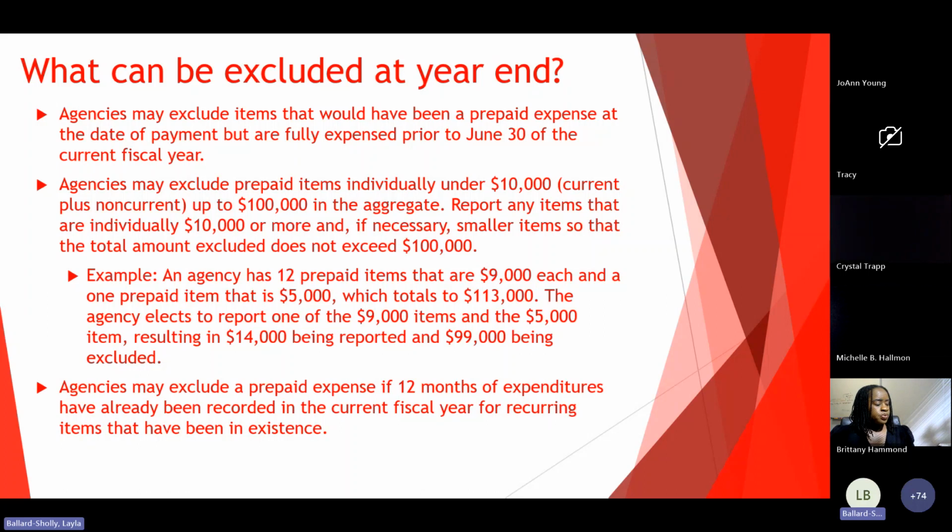Agencies can also exclude prepaid items individually under 10,000, and that's current and non-current, and up to 100,000 in aggregate. So you can report any items that are individually 10,000 or more, and if necessary, smaller items, so that total amount excluded does not exceed 100,000.